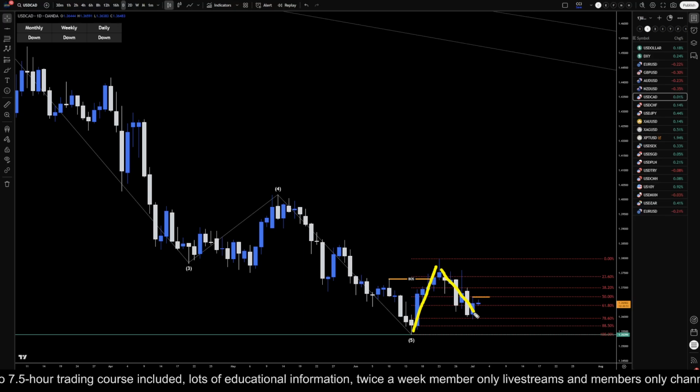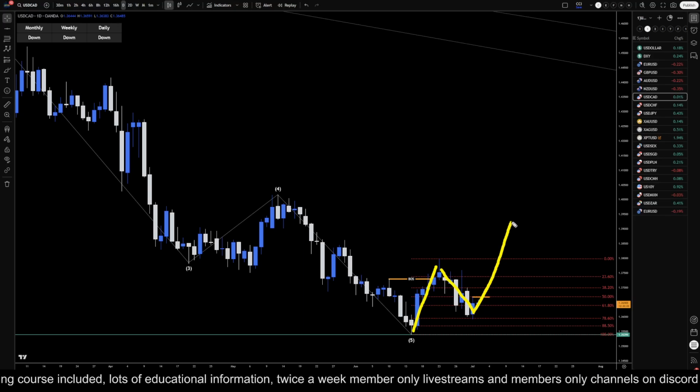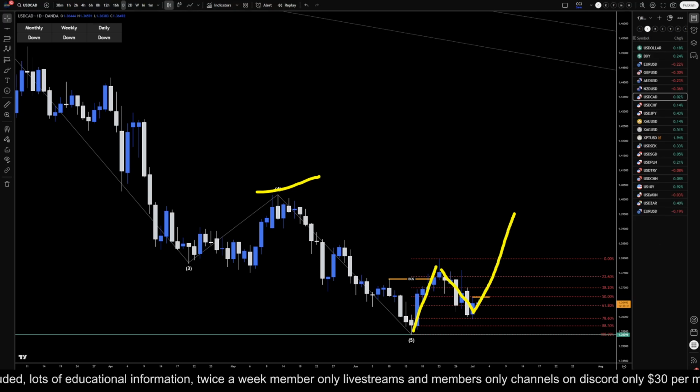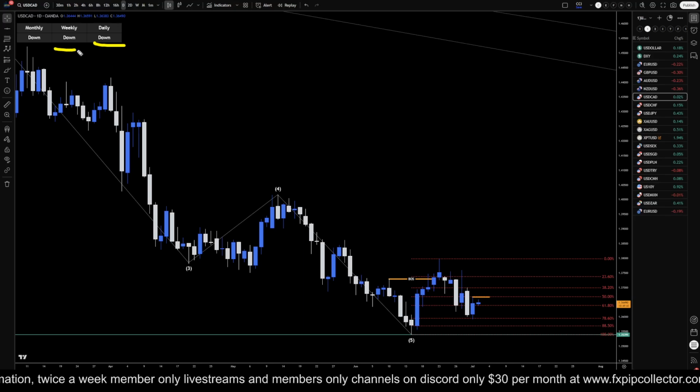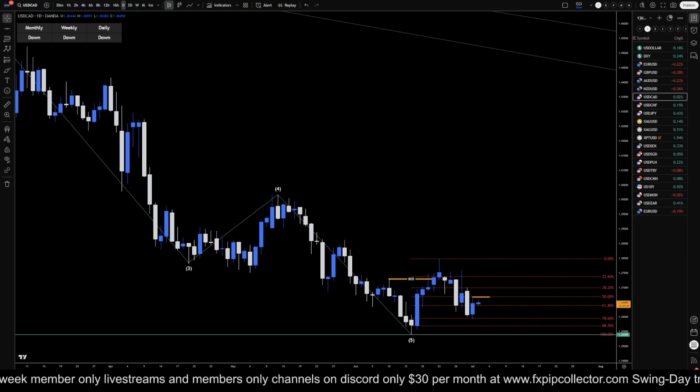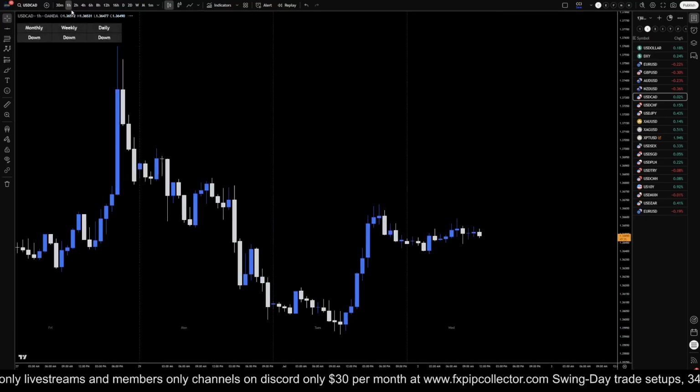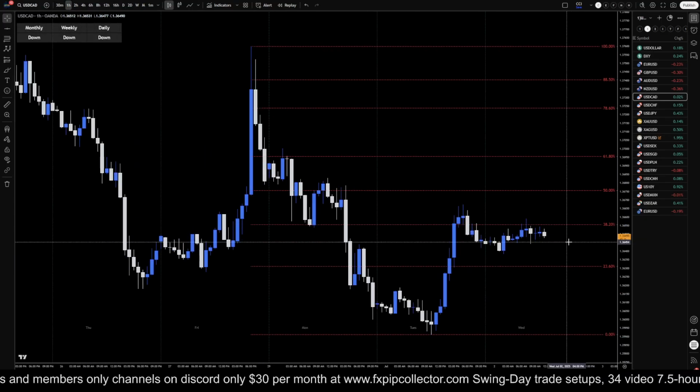So if we do get a change of direction on the daily, then it possibly could even go up and take out the high wave four. But unfortunately, the trend is still down on the daily, the weekly, and the monthly. What does that tell me? That tells me there's a chance that this just keeps on going down.